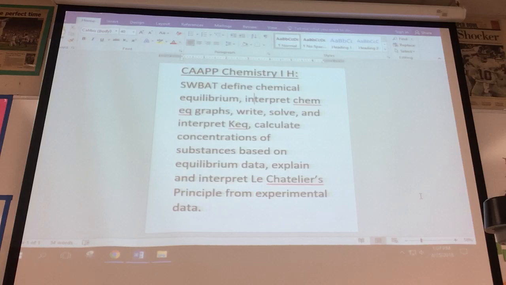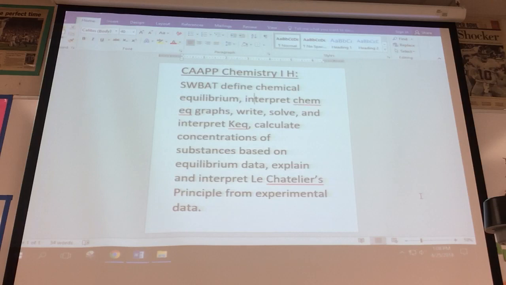Today you're going to learn how to write KEQ expressions, which is very, very easy, how to solve them, how to interpret them, how to calculate concentrations of substances at equilibrium. And then next time we'll get into Le Chatelier's principle, which is far worse than it sounds. Once you're shown how to do it, I think you'll find it to be pretty easy.